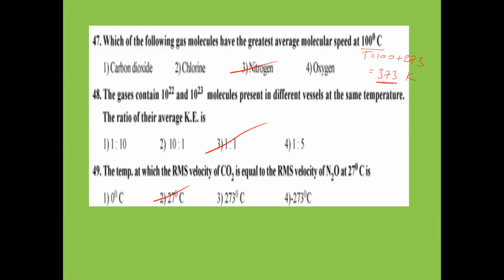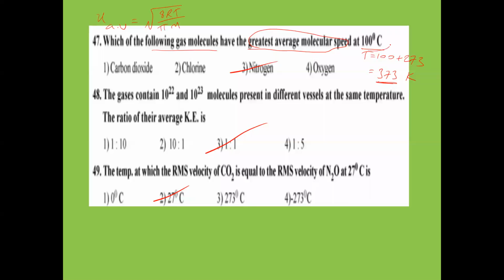And what they ask here is, which of the following gas molecules has the greatest average velocity? So what is the formula of average velocity? The most probable velocity is under root 2RT by M. RMS velocity is under root 3RT by M. And average velocity is under root 8RT by pi M.